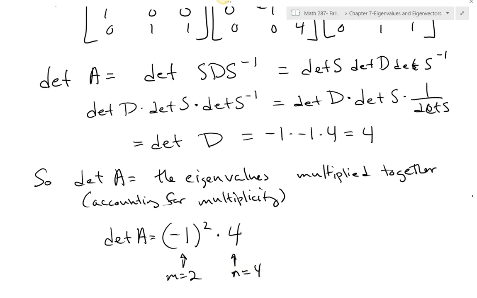That, by the way, is only for diagonalizable matrices. If A is not diagonalizable, what's its determinant? 0. Yep, it's not invertible.